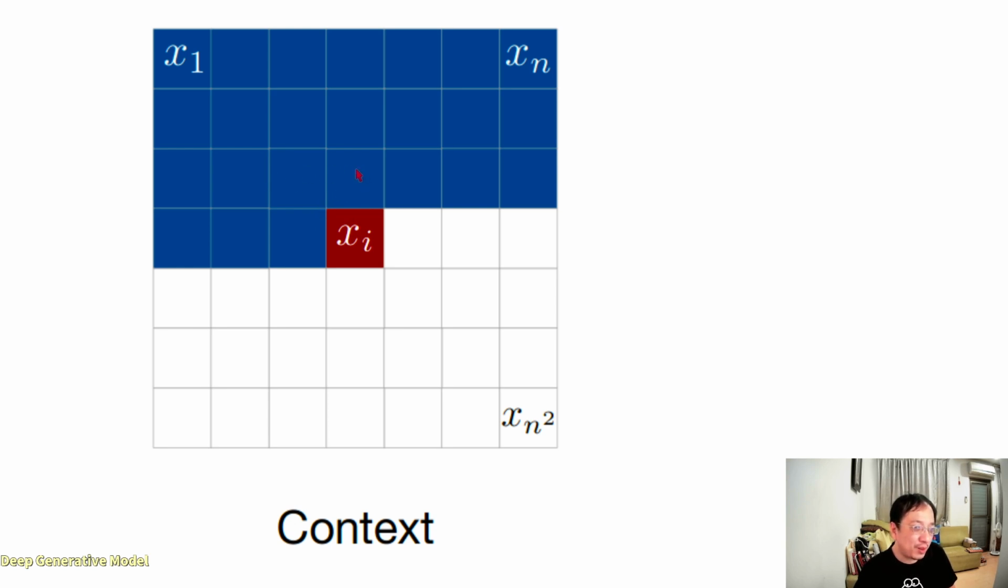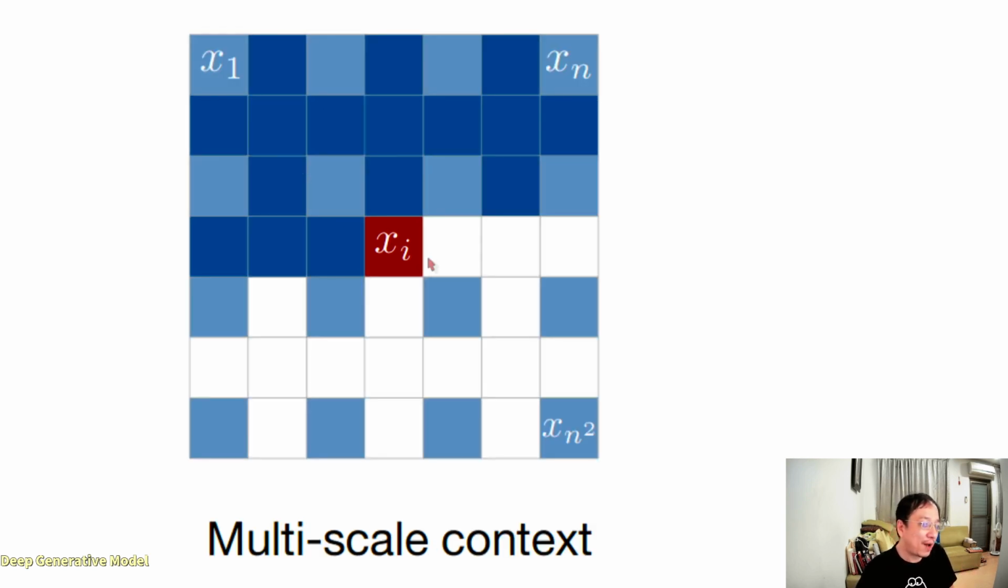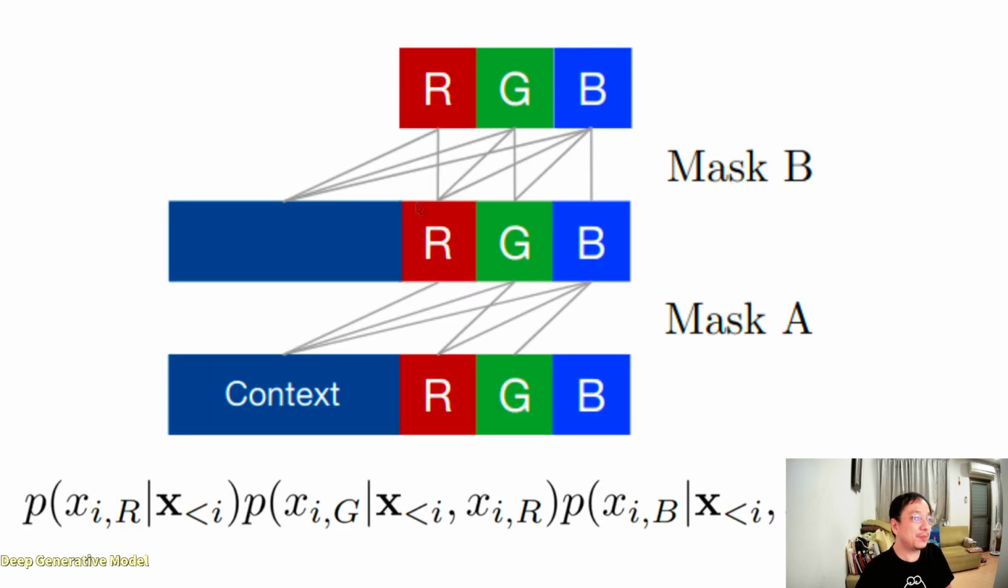So if we know what this pixel is, maybe these two pixels are not that important, but maybe this one, because it is far away from here, might be more important than say this one. Suppose we already have these two pixels, then this one might not be that important, but this one is more important than this one. So in this case, we have a multi-scale context, so that we can easily get information from far away pixels.